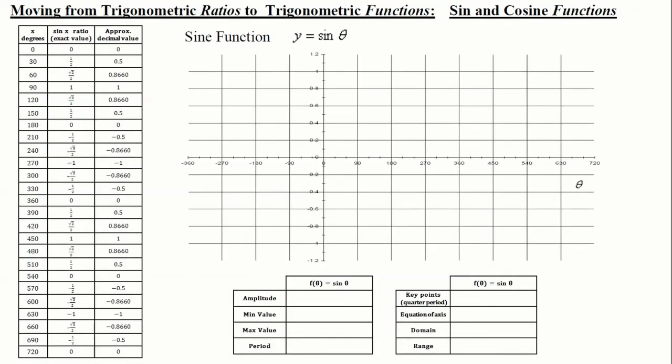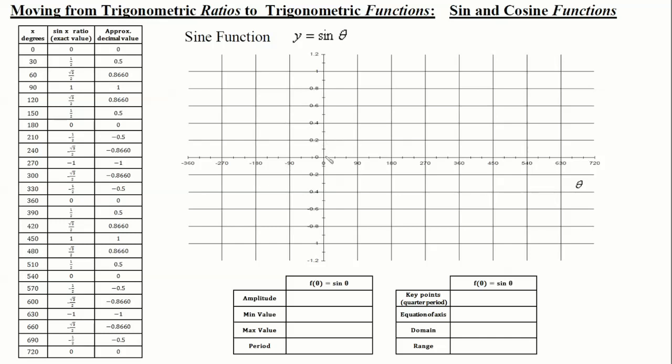If we continue through our table, you'll notice that these are the values we have, so they'll be repeated on the 360 degree interval. Okay, so 60 plus 360 is 420, and you can see they have the same values. Now that we've found all of our exact values and our approximate values, we can go ahead and graph the sine function.